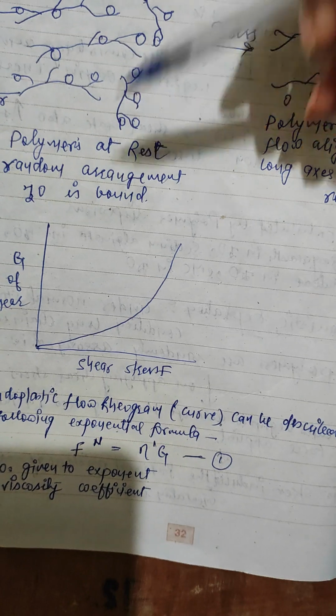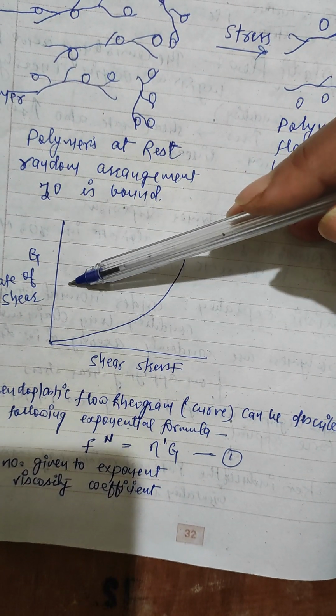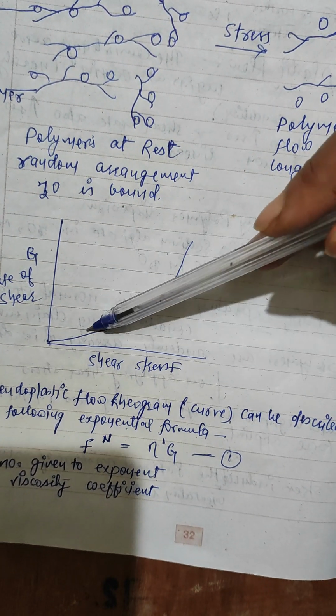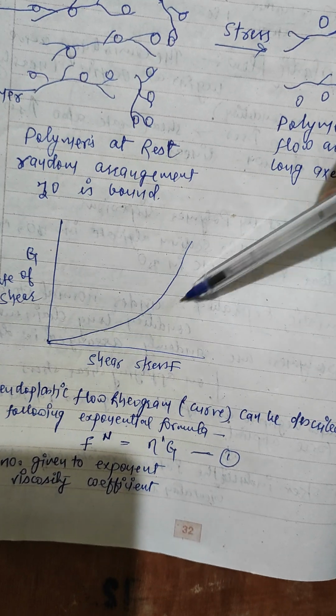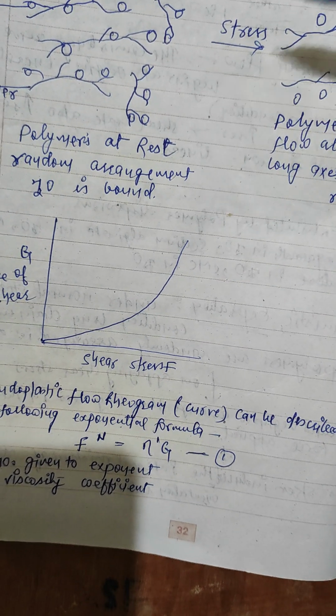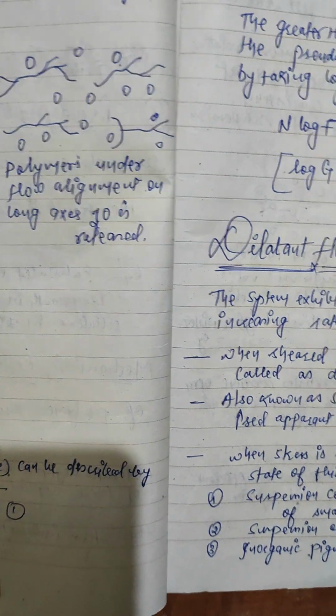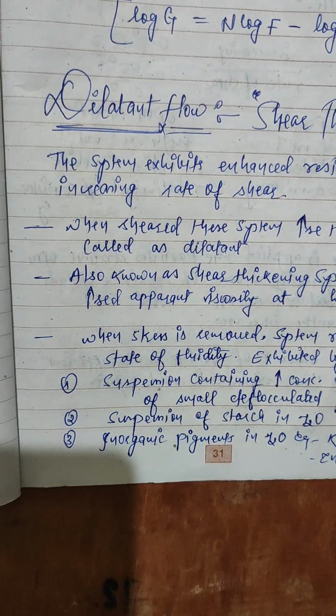And this was the graph. This is the rheogram between the rate of shear and shear stress. It starts from the origin, but the trend is non-linear. This graph is of pseudoplastic flow, right? Now we talk about the dilatant flow.